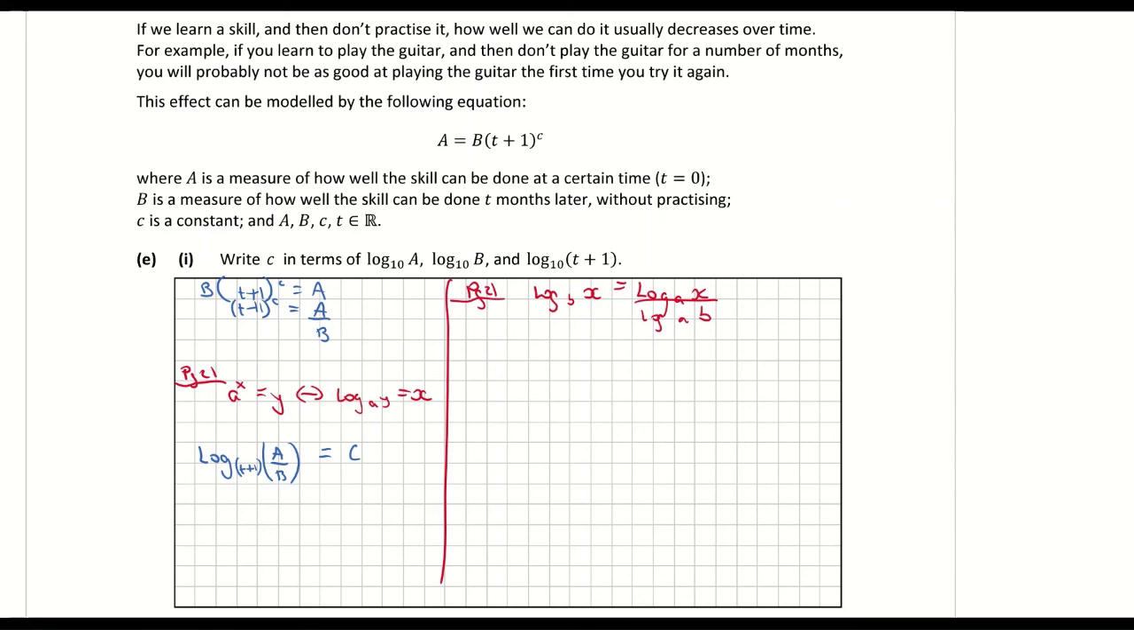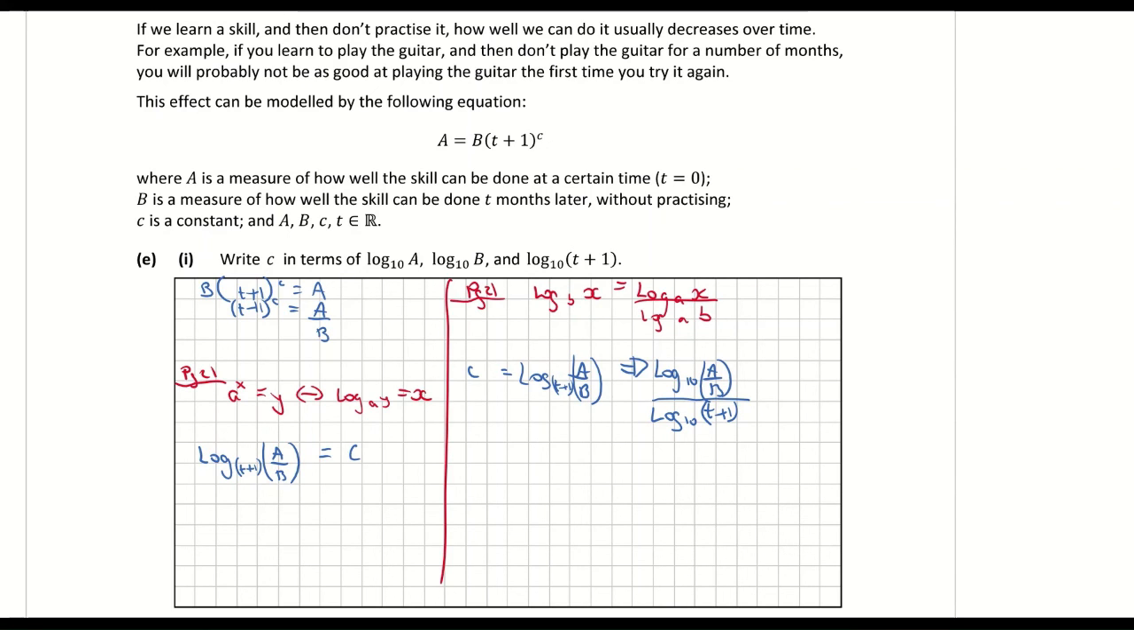So manipulating this now, let's just write it all out again. So I have c is equal to log of a over b to the base t plus 1. And I'm now going to change that to log of a over b to the base 10 all over log of my b, which is going to be my t plus 1, to the base 10.